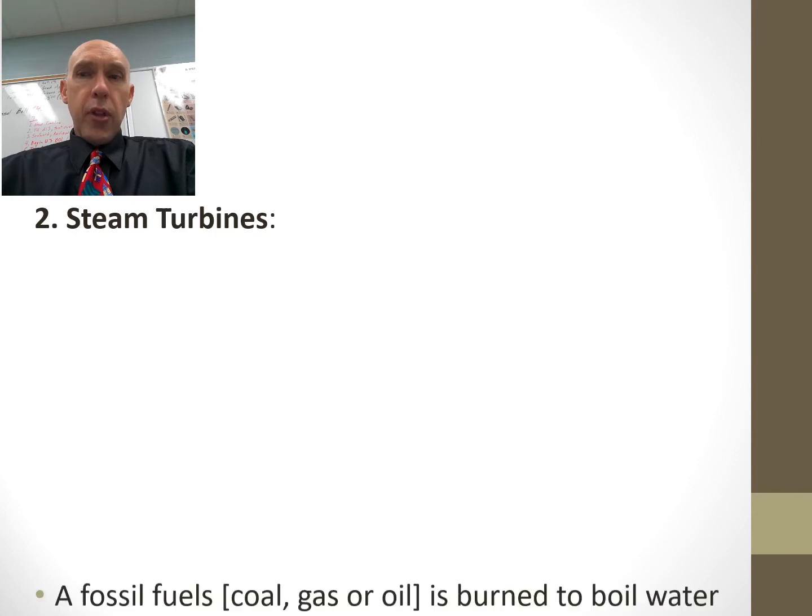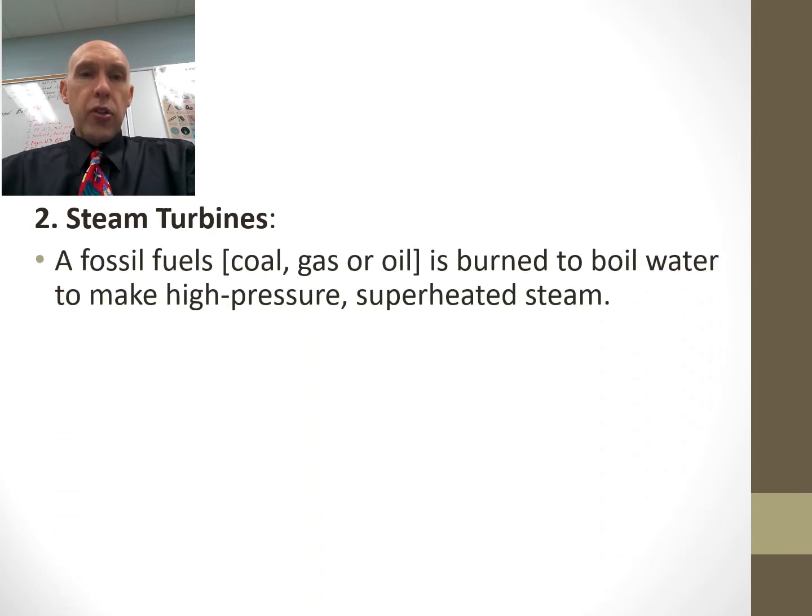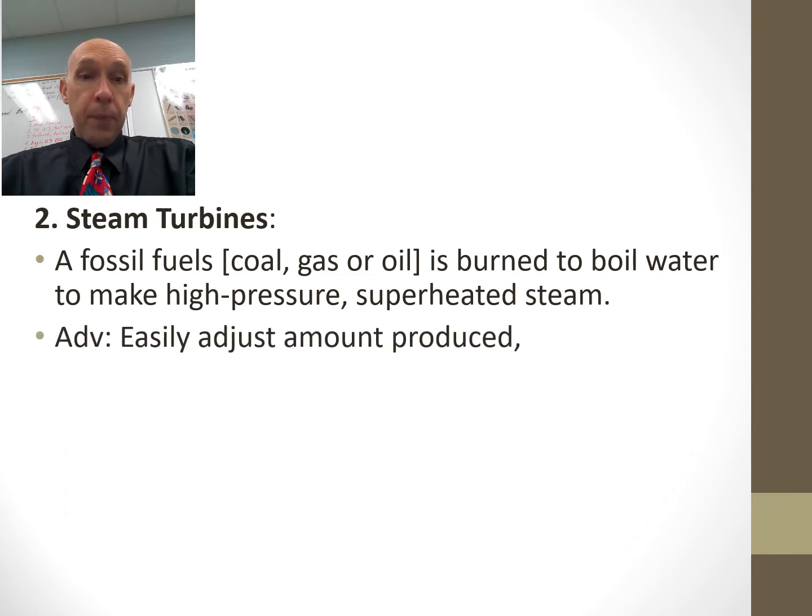Next, we're going to talk about steam turbines. So steam turbines use typically a fossil fuel, coal, oil, or gas, to burn in order to boil water, which makes high pressure steam. Now, most of the time we use fossil fuels. There are a few places where we actually use incinerators for garbage. So we'll burn garbage, which can be used for this purpose. But that's a pretty small niche market. We probably could do a much better job in that area.